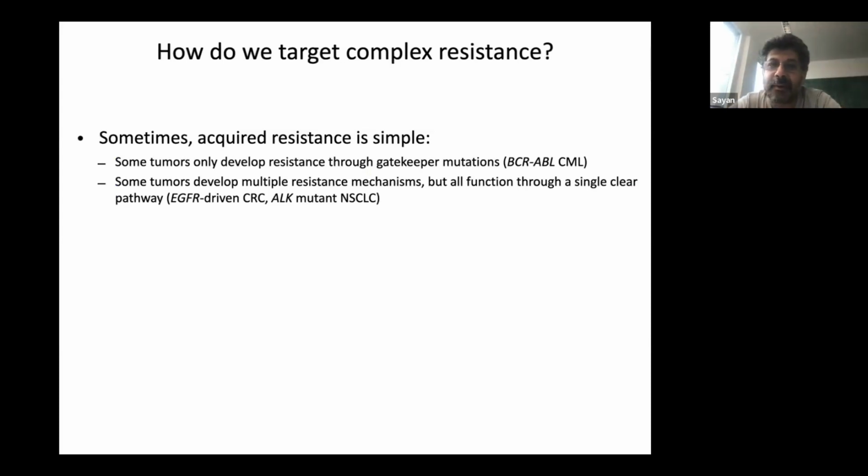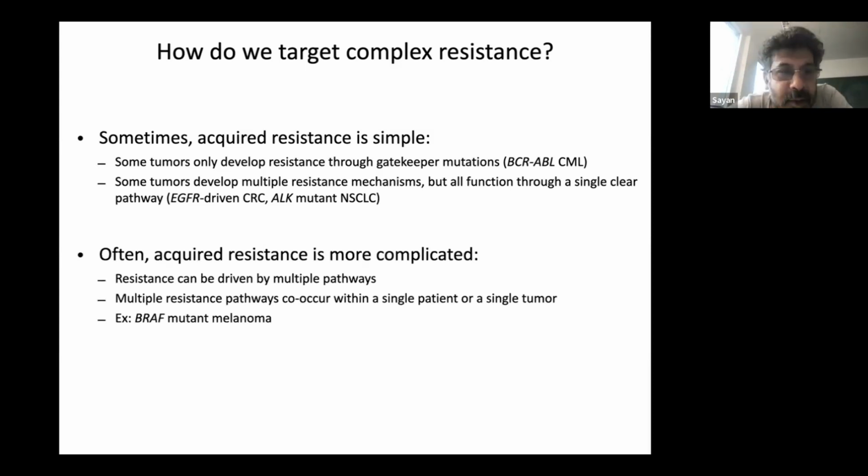So how do you get this resistance? How do you get this complex disease resistance, right? And for some tumors, the idea is they only develop resistance through gatekeeper mutations. So BCR-ABL CML is one example of this. This is, again, a myeloid leukemia. The problem that becomes more difficult is when your tumor can develop multiple resistance mechanisms. Okay, but if they all function through a clear pathway, then there's probably something you can still do. What becomes hard is if I look at the signaling pathway and the resistance is driven by multiple pathways. So you have multiple resistance pathways that co-occur within a single patient or a single tumor. An example of this is the case of BRAF mutant melanoma.